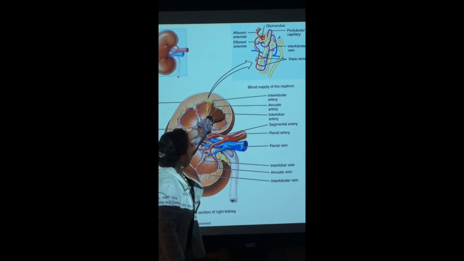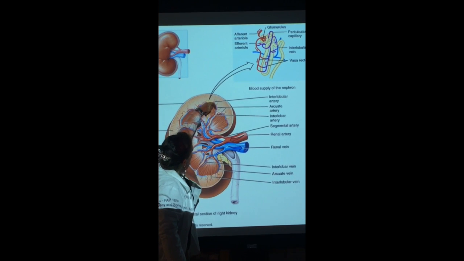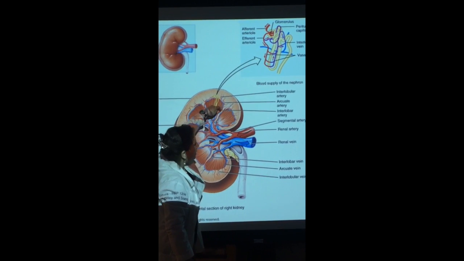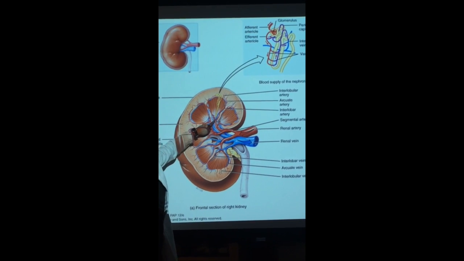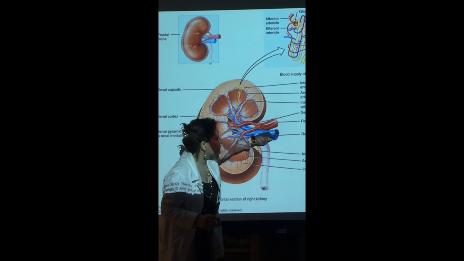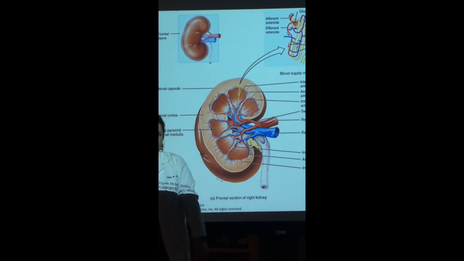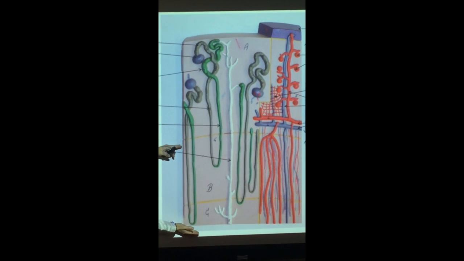Interlobular veins, and then it goes into the arcuate veins. See how the blue one's here? Now it's arcing. Okay, then it goes into the interlobar veins, but there is no segmental vein. There are only segmental arteries. So all the interlobar veins come together to the renal vein, and then it goes back to the inferior vena cava. Okay, stop. Renal cortex and the renal medulla.